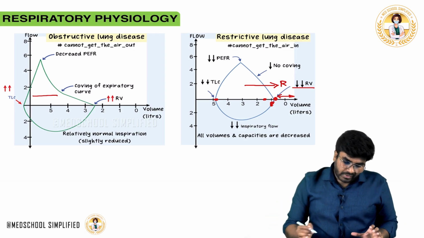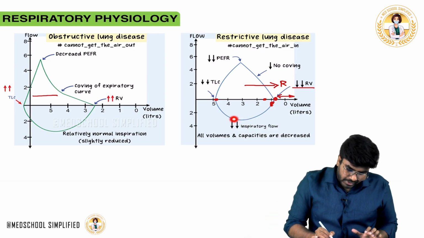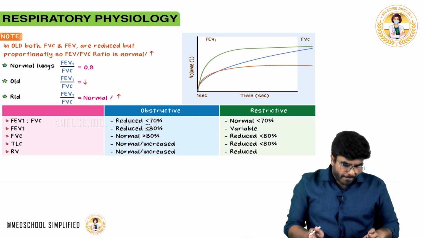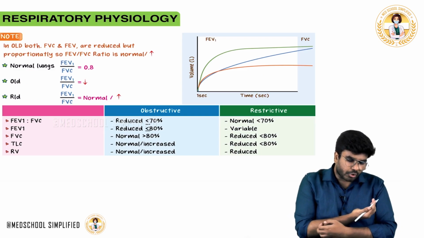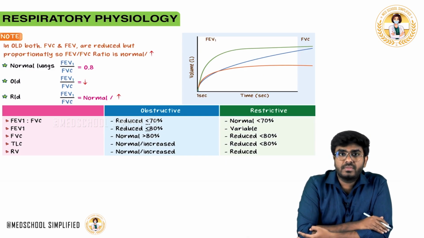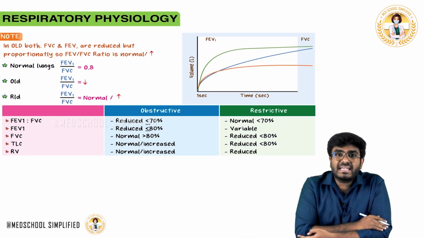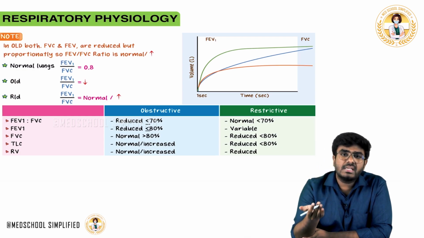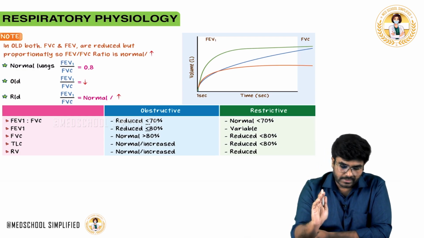Now, even in restrictive lung disease, the inspiratory flow is decreased as well as the expiratory flow. Both are decreased. Okay. Now, after understanding this, let's understand the concept of what is forced vital capacity and what is FEV1. Let's see how they are going to be changed in obstructive lung diseases and how they will be affected in the restrictive lung diseases.